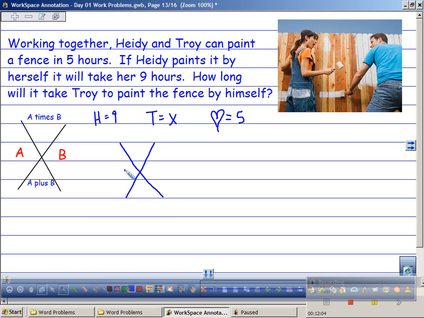What goes here? And what goes here? 9 plus x. And together, they can do it in 5 hours. So what's my ratio? 9x over 9 plus x equals 5.